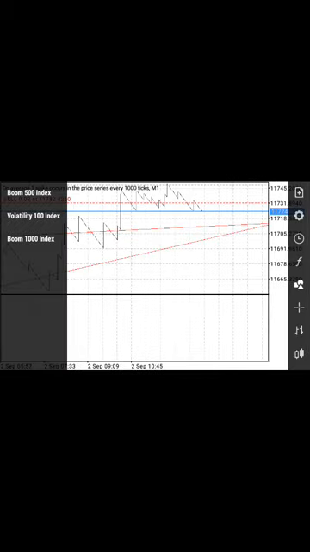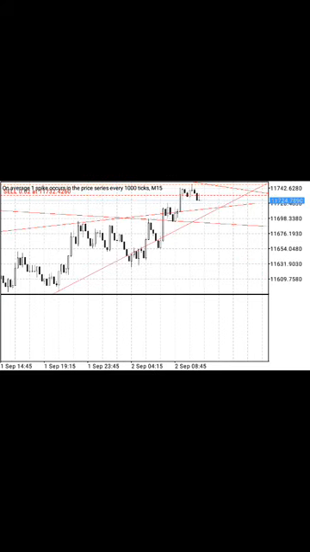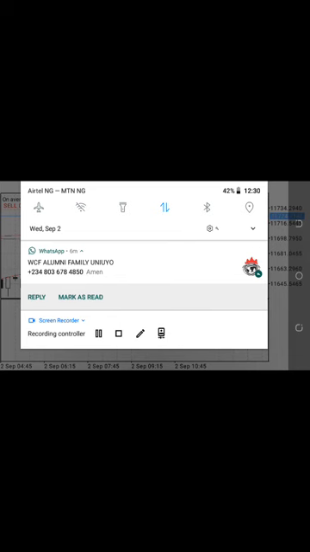Yes, this is another trade that I've picked on Boom 1000. Now, I picked this trade because of the candlestick pattern that I saw here. That is why I picked that trade.